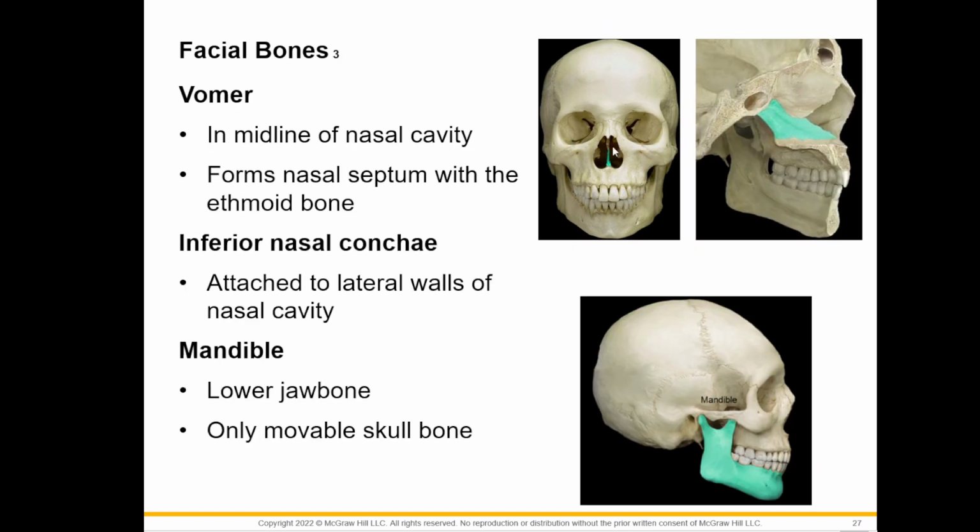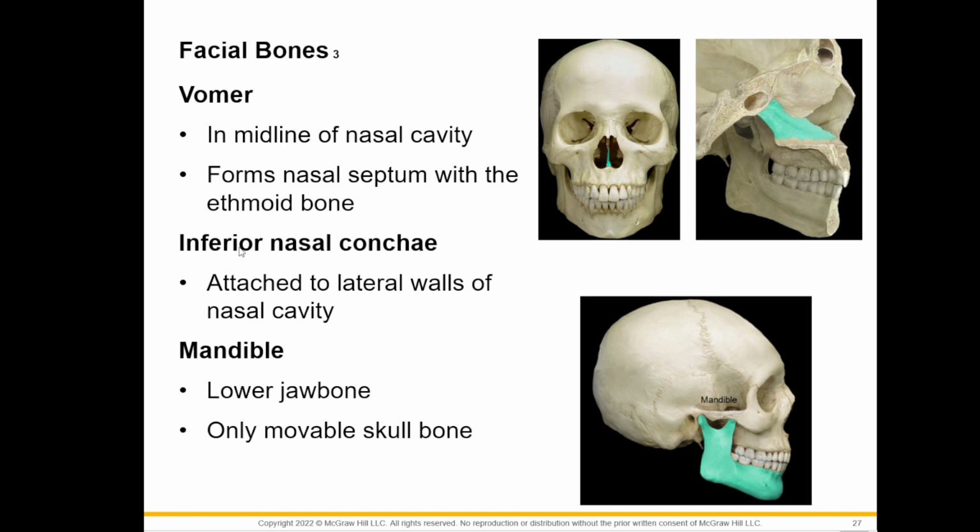Okay, right in the middle, this is our unpaired bones, no? The vomer and the mandible. So the vomer is this bone in the middle. Here it is, side view. It is in the midline of the nasal cavity and it forms the nasal septum together with the ethmoid bone. Okay?